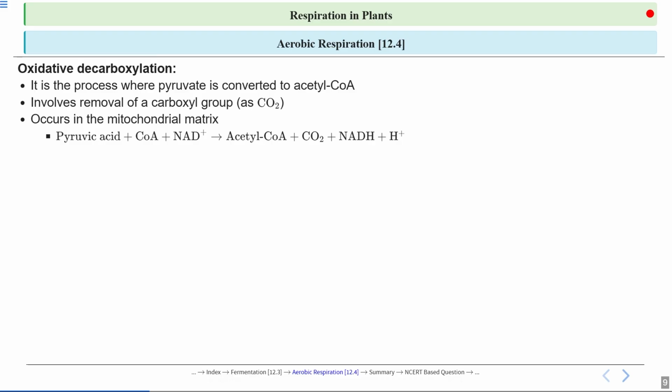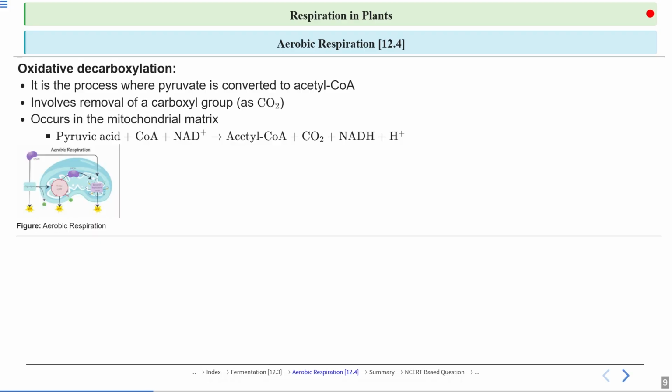So the overall reaction, if you look at it, is that pyruvic acid plus coenzyme A plus NAD+ is converted to acetyl coenzyme A plus carbon dioxide plus NADH plus H+. And the enzyme that catalyzes the reaction is pyruvate dehydrogenase. Along with it, magnesium ions are required to catalyze this reaction. So this was oxidative decarboxylation.